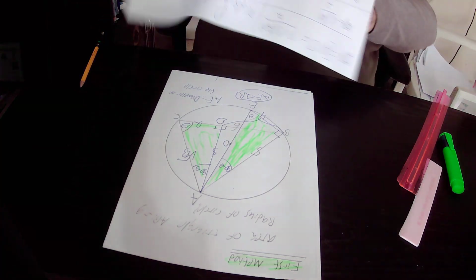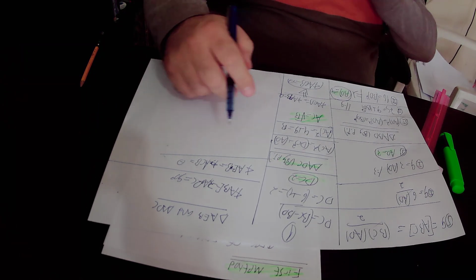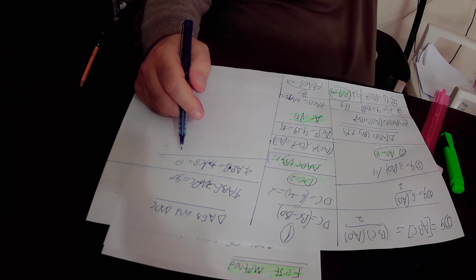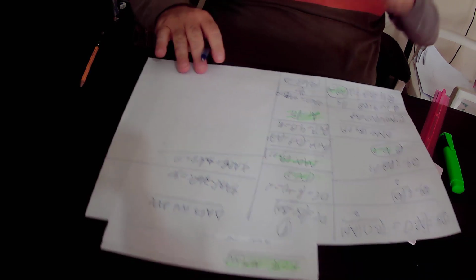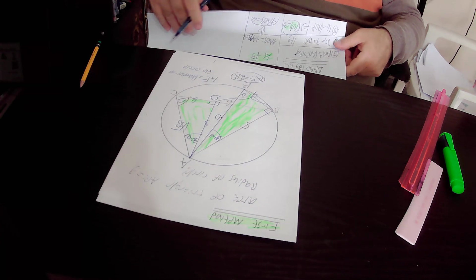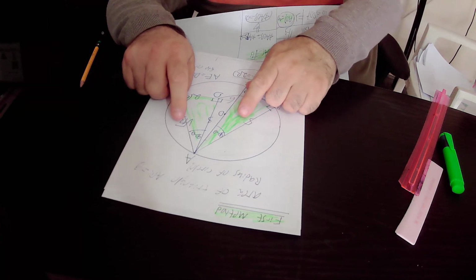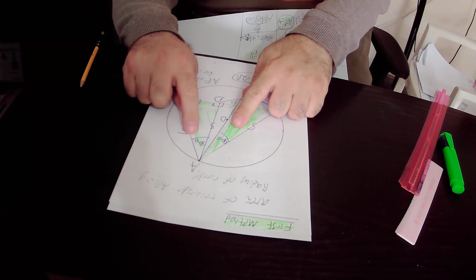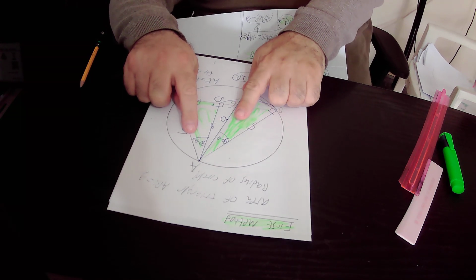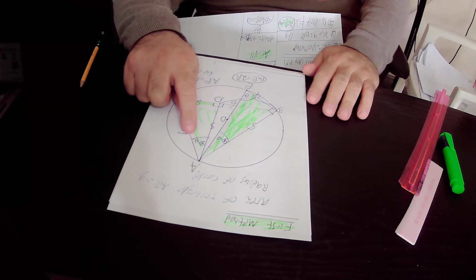Repeat again. Angle AEB equals angle ACB, and they are both equal to theta. Finally, those two angles are both equal to 90 degrees minus theta, therefore they are equal to each other.